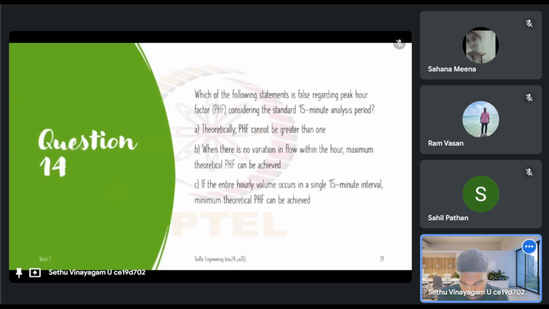Okay, next question is about the peak hour factor, right? If we have a 15-minute analysis period and then calculate the peak hour factor, which of these given statements is incorrect? Option A is, theoretically PHF cannot be greater than 1. Option B, when there is no flow variation within the hour, then the maximum PHF is achieved. And C is, if all the hourly volume occurs in a single 15-minute interval, that's when we reach the minimum PHF. And D is, the theoretical minimum value of PHF can be 0.